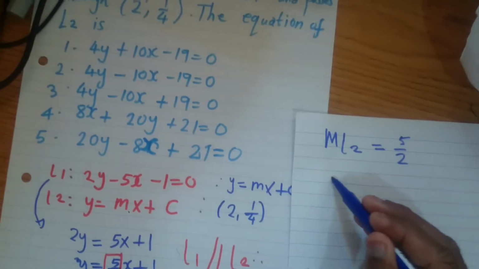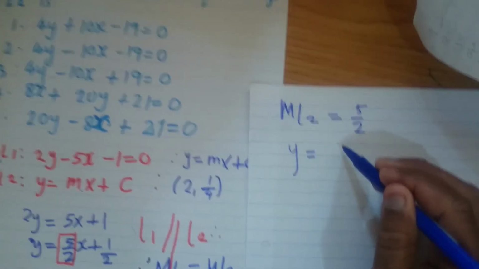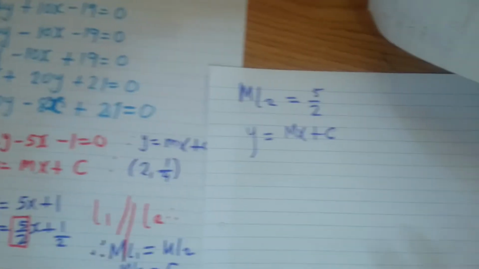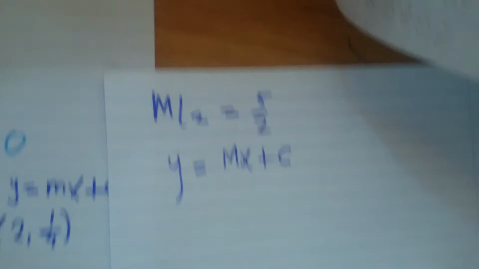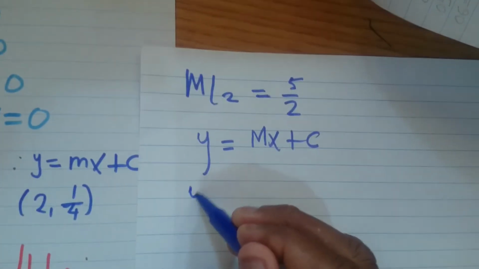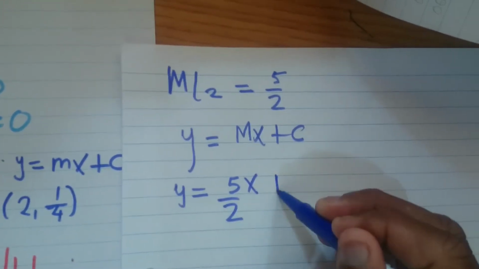We don't have any other data for line 2, but we have a slope. The general equation of line 2 is y equals mx plus c. We have the slope because they're parallel, so it's going to be y equals 5/2 x plus c.